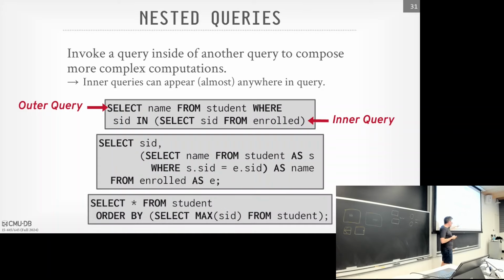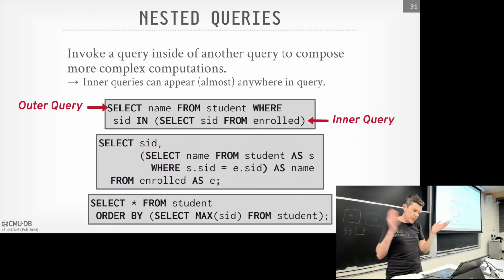You can even do weird stuff like put it in the ORDER BY clause. This is meaningless. It's like getting the max student ID as a number, and then sorting things by that number. You can sort by 1 plus 1. It doesn't mean anything because they're all going to have the same value. But again, you can put it anywhere.